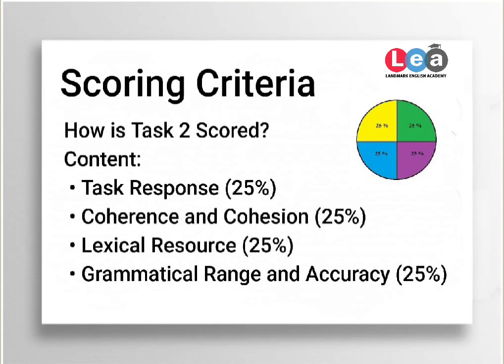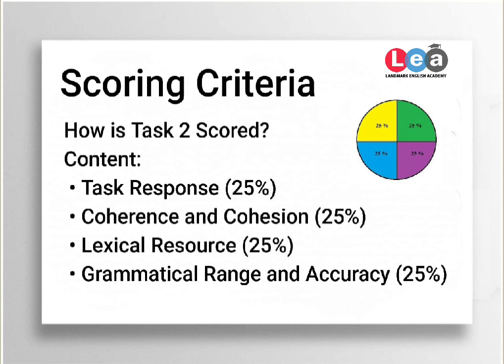So next, how the essay is marked in your writing task. Your essay is marked on 4 basic criteria, or we can say 4 basic parameters. These parameters are task response, coherence and cohesion, lexical resource, grammatical range and accuracy. These 4 parameters are of equal weightage, or we can say they carry equal band score.